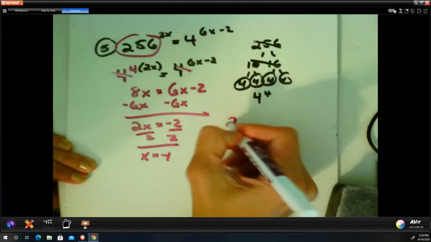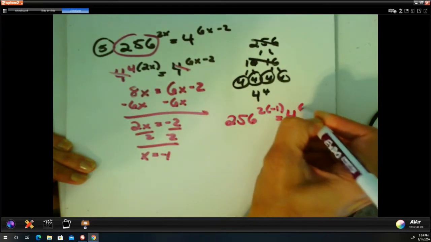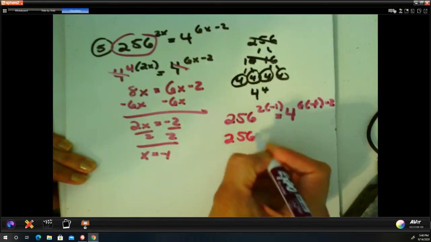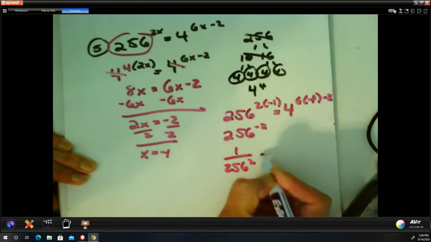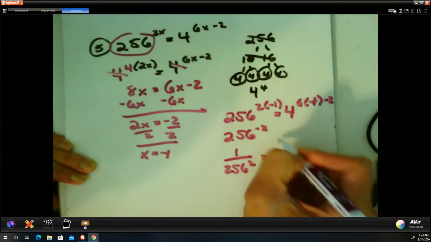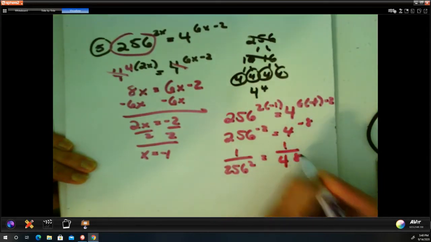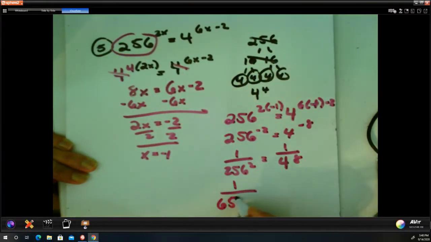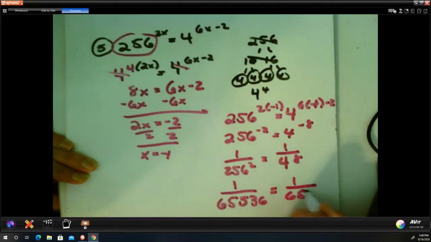So I want to check 256 to the 2 times negative 1. Does that equal 4 to the 6 times negative 1 minus 2? So 256 to the negative 2, 1 over 256 squared. Does that equal 4 to the negative 6 minus 2, negative 8? So 1 over 4 to the 8th. So in my calculator, 256 times 256 is 65,536. And that's the same as what I get when I do 4 to the 8th.